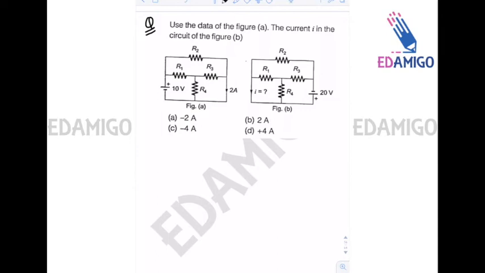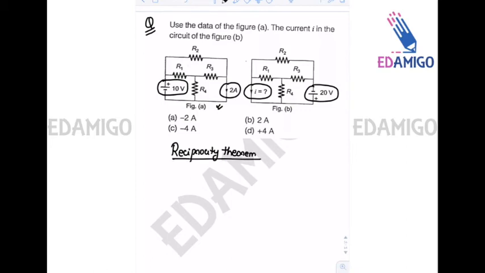In this question, we are given the data that when 10 volts is applied, 2 ampere current is flowing here. And now when 20 volts is applied, what will be the current in this direction? In the first question of the lecture series, we have seen the reciprocity theorem. For proving the reciprocity theorem, I will just copy the figure.